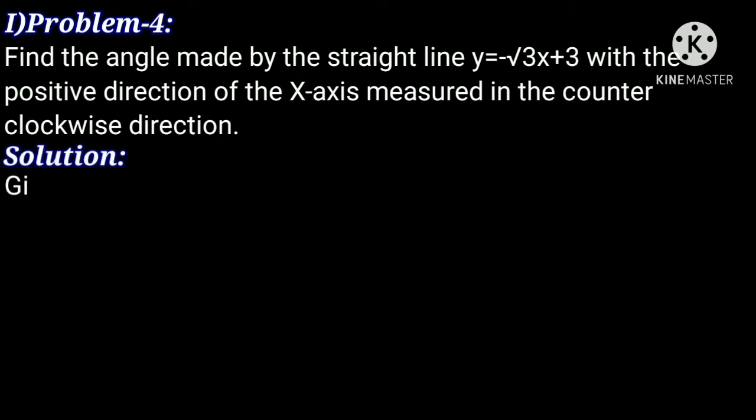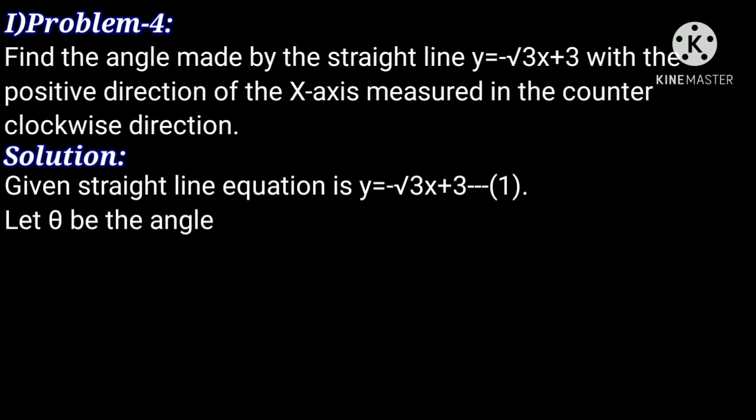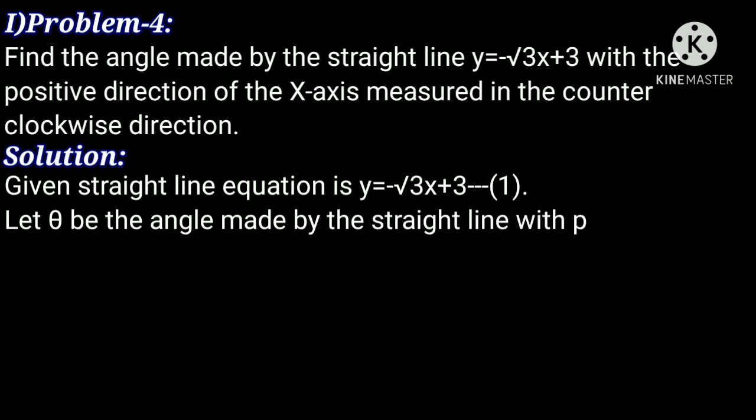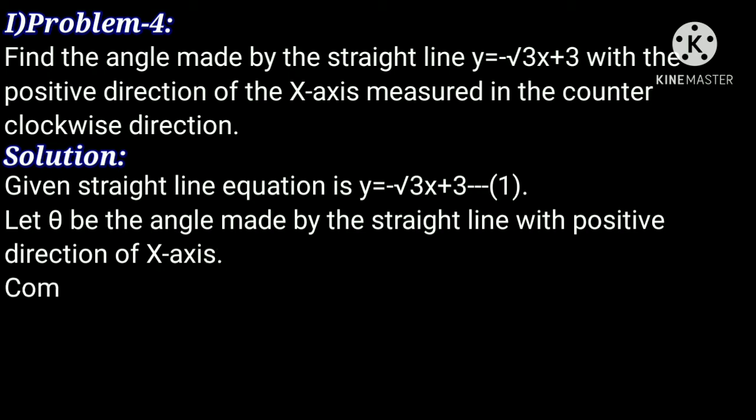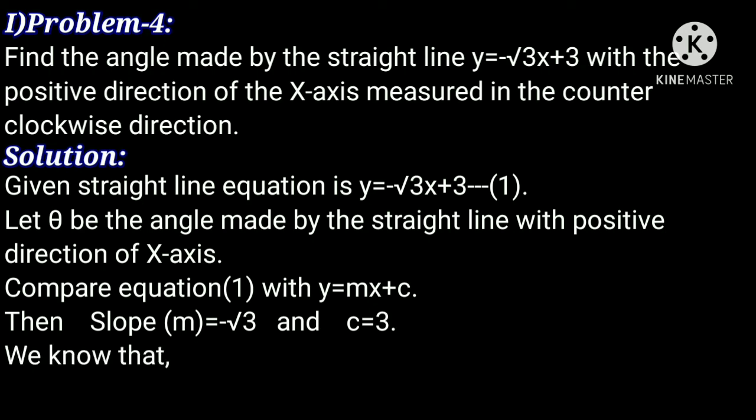Solution. Given straight line equation is y equal to minus root 3 x plus 3. This is equation number 1. Let theta be the angle made by the straight line with positive direction of x-axis. Compare equation number 1 with y equal to mx plus c. Then slope m equal to minus root 3 and c equal to 3. We know that slope equal to tan theta, then tan theta equal to minus root 3.